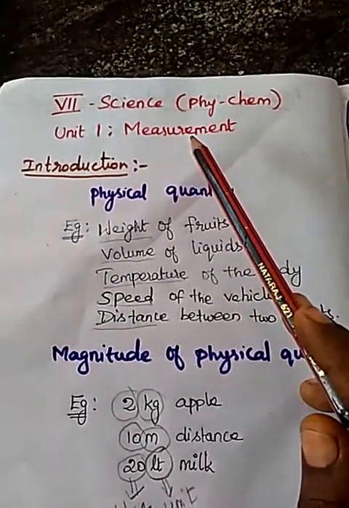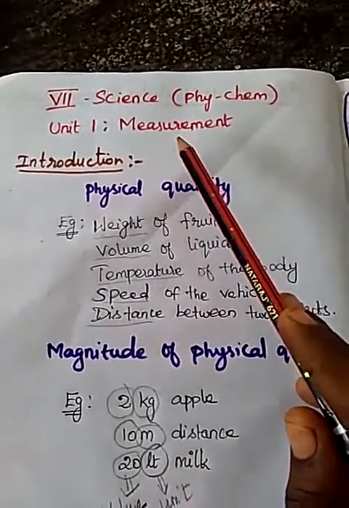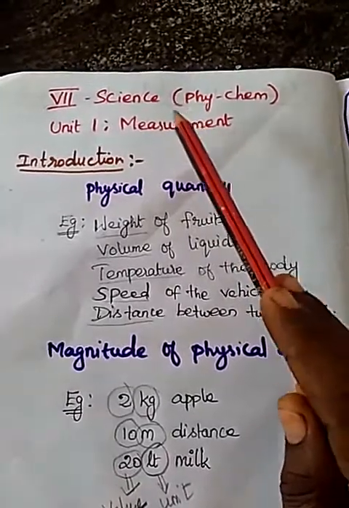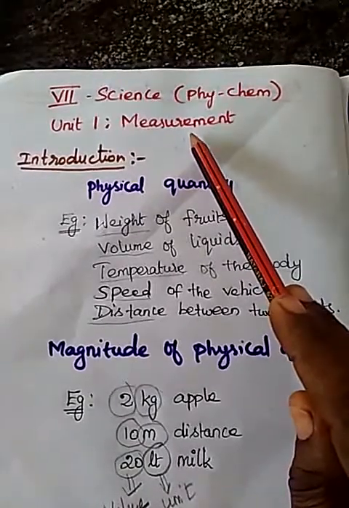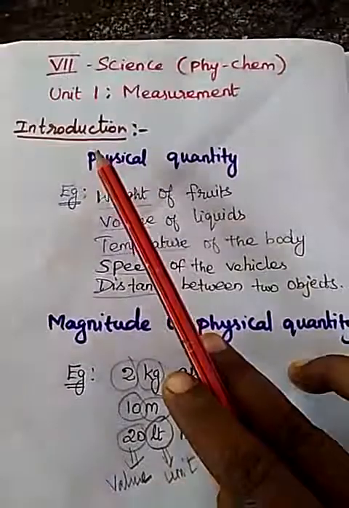What is measurement? The comparison of unknown quantities with some known quantities. The comparison of unknown quantities with some known quantities is called measurement. Okay, students, here we see the introduction.